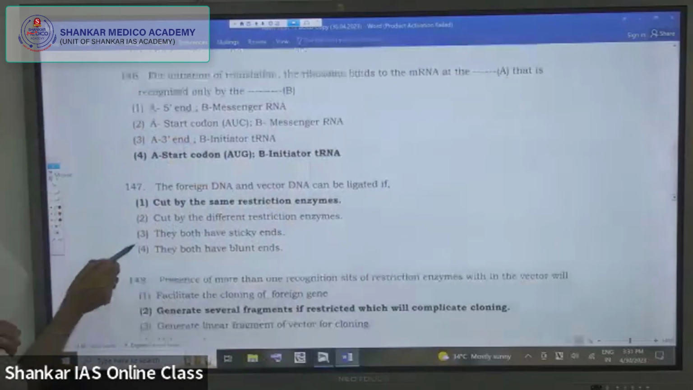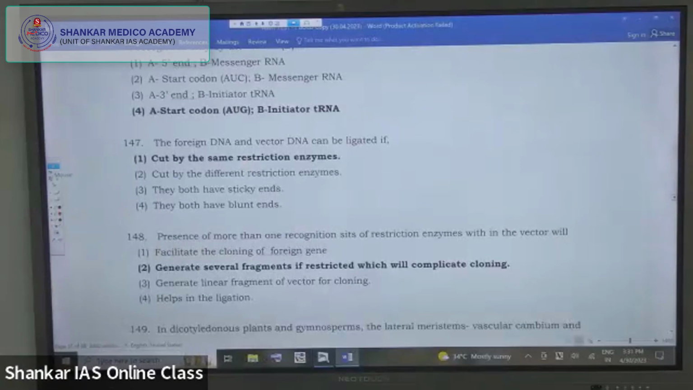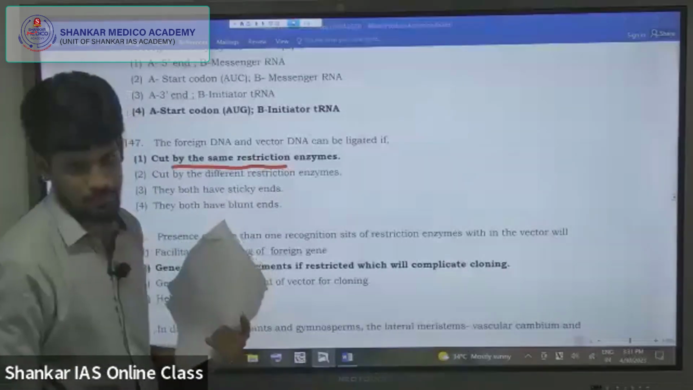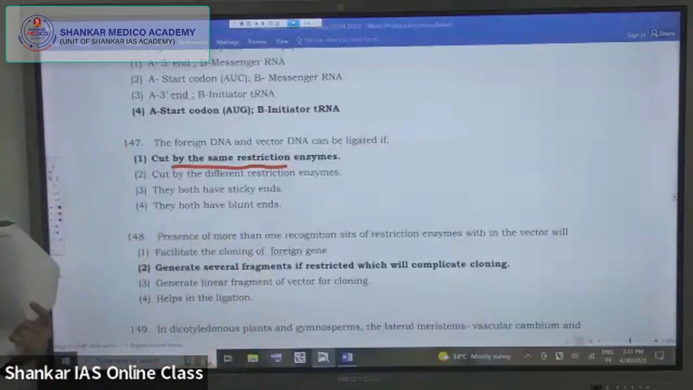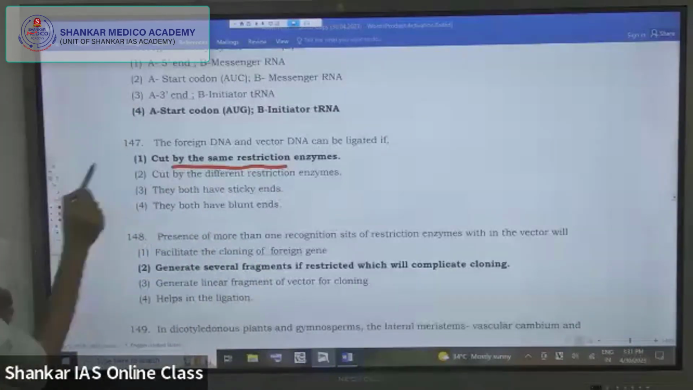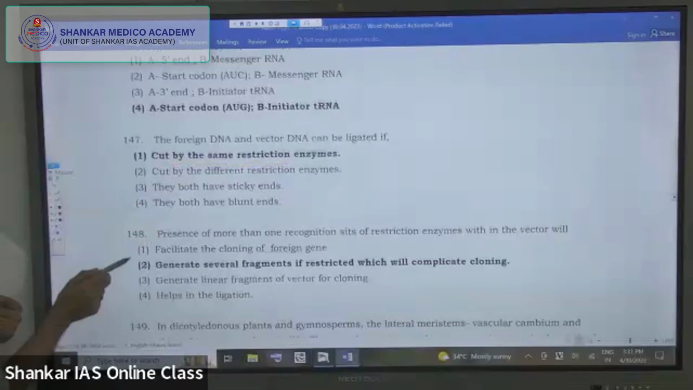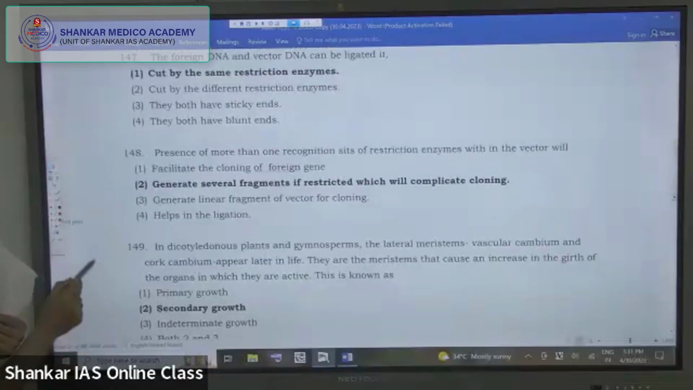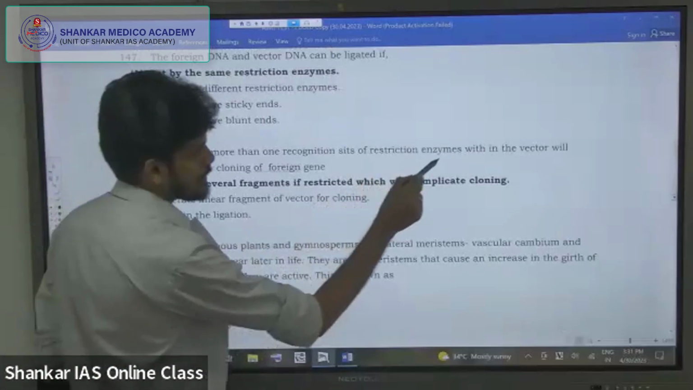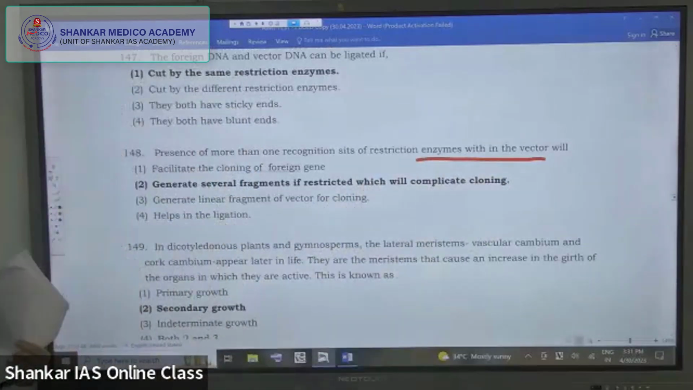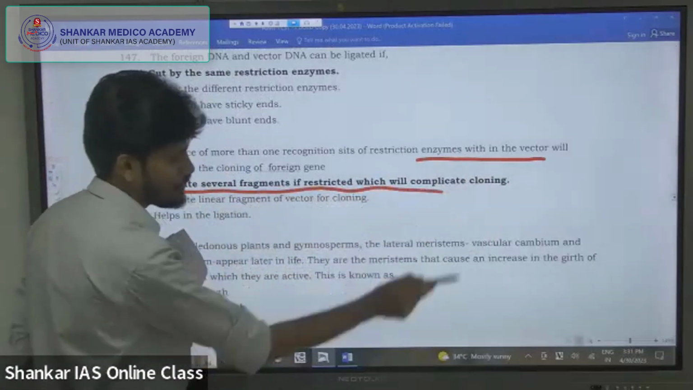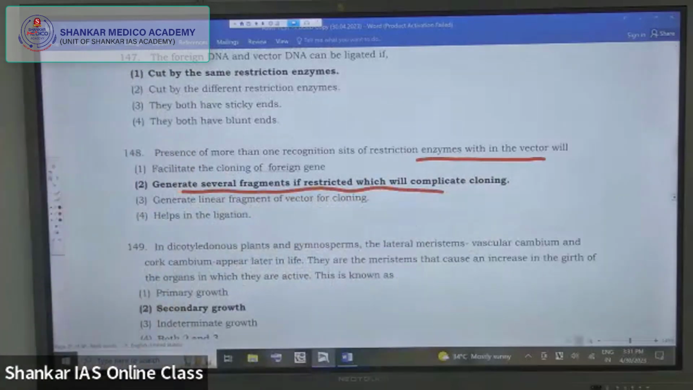And foreign DNA and vector DNA can be ligated if you are cutting by the same restriction enzyme. So you will get the same sticky end, then you can join the foreign DNA and vector DNA. Then the presence of more than one restriction site for the restriction enzymes within the vector will generate several fragments that will complicate the cloning.